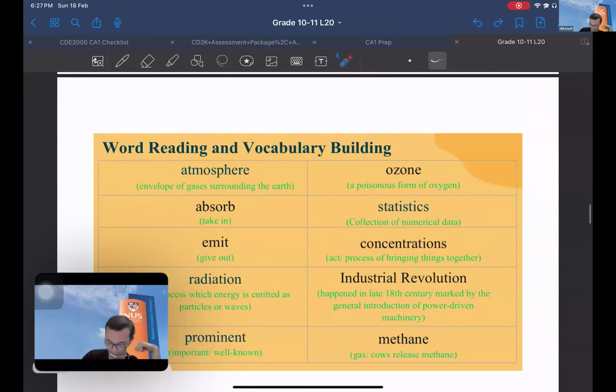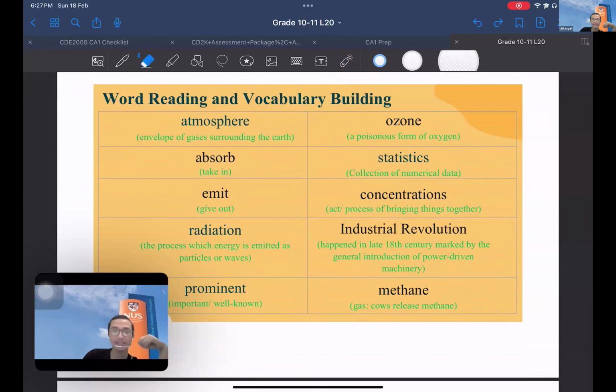All right. So the first one is atmosphere. Okay, I'm just gonna go through the first one, then maybe you guys can try to pronounce the following words. So the first one is atmosphere. So what is an atmosphere? Atmosphere is an envelope of gases surrounding the Earth. Yeah. So atmosphere is the envelope of gases surrounding the Earth.